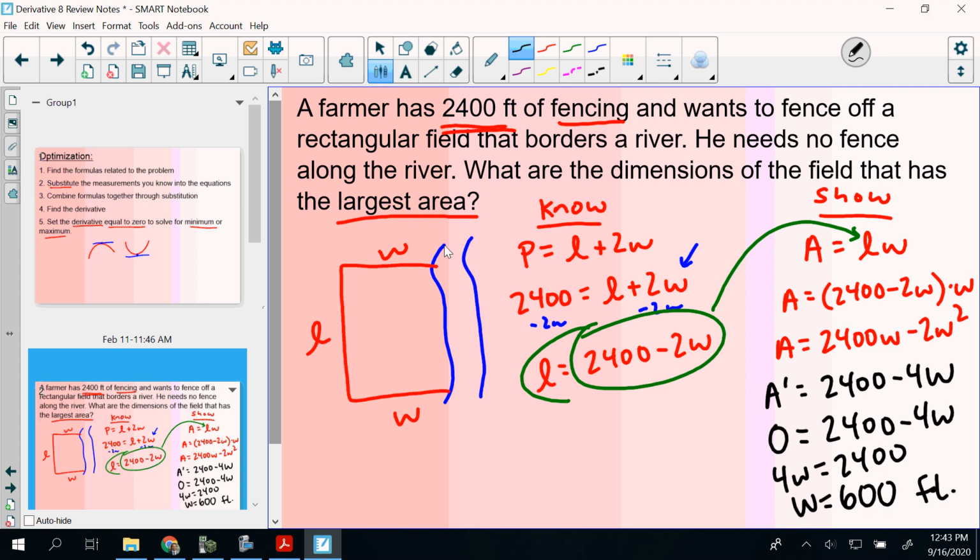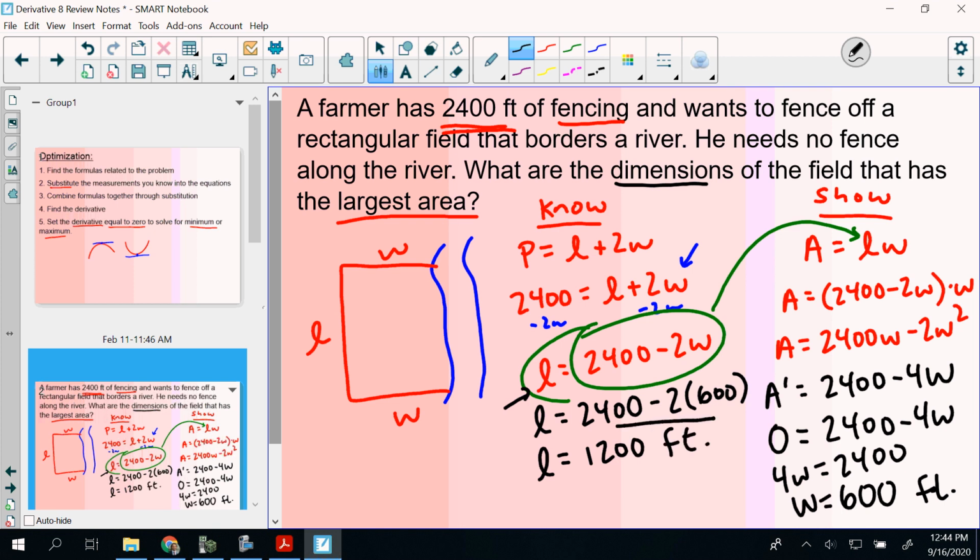Because that's the dimensions talked about in the problem, it does want the dimensions, meaning it wants us to find that other one too. If it wanted you to find the maximum area, well then find both and plug back in to find the maximum area. So here, let's find that length. Here's the easiest spot to do that. Our length is going to be 2,400 minus 2 times the width of 600, which will end up being 1,200 feet. So now we've got the dimensions of both.